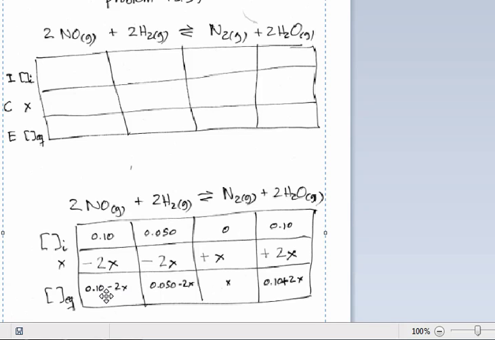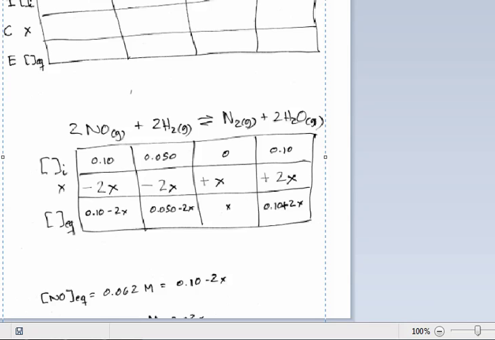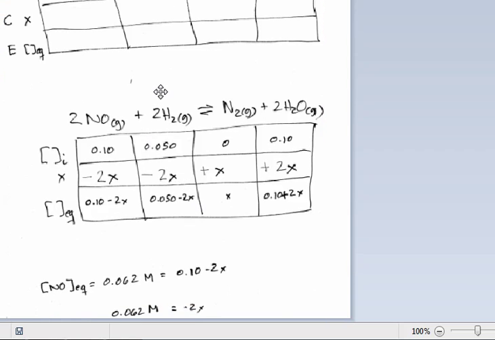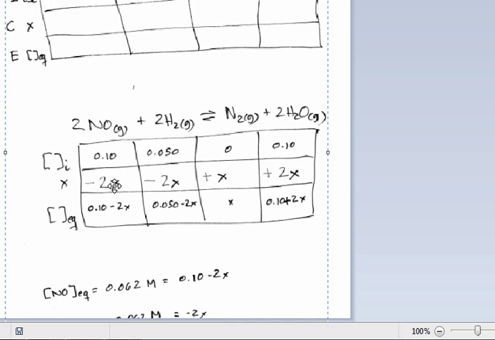Now in an ICE chart, the last row is always a sum of the first 2 rows. So we sum these first 2 rows together to get our equilibrium concentration of nitrogen monoxide. Same thing for hydrogen, same thing for nitrogen, same thing for water. And then in this particular problem, we are actually given an equilibrium concentration of NO. We're told that our nitrogen monoxide equilibrium concentration is 0.062 molars.